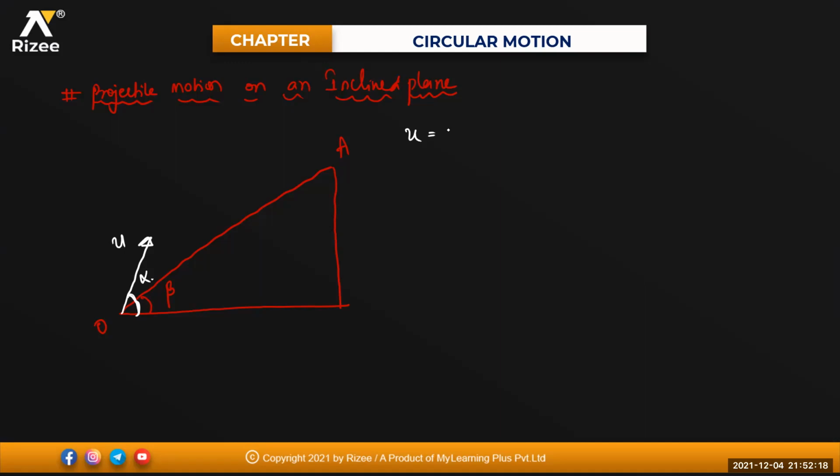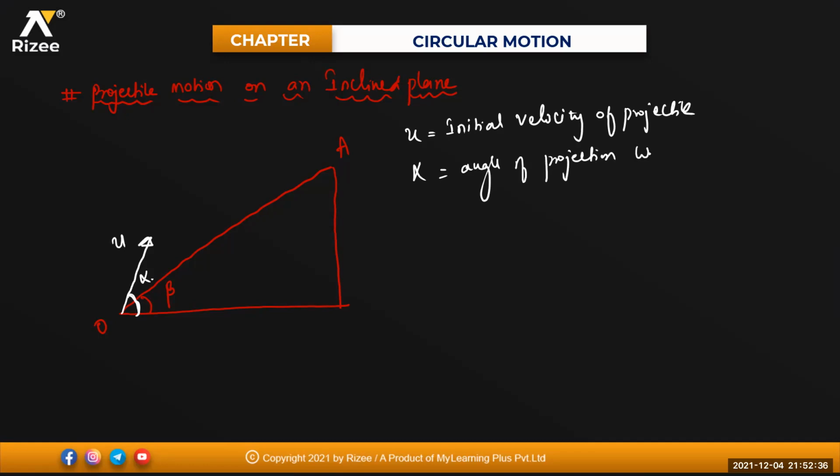So what is u here, beta? u is the initial velocity of the projectile. Alpha is what, beta? Can anyone tell me? The angle of projection with horizontal. What is beta? Beta is the inclination of the inclined plane. Clear for everyone? Any doubt in this one, beta?